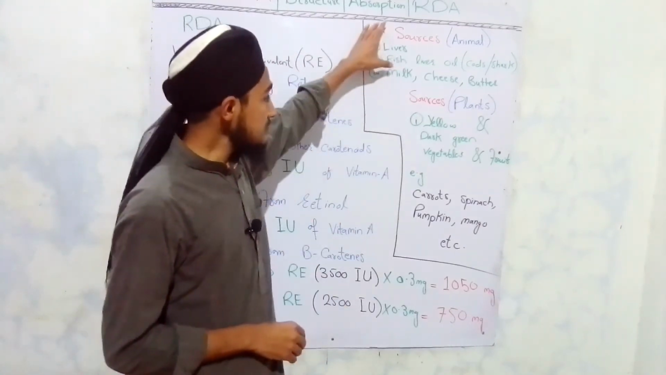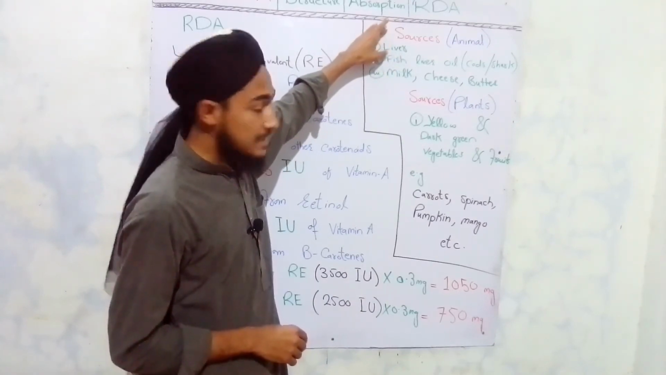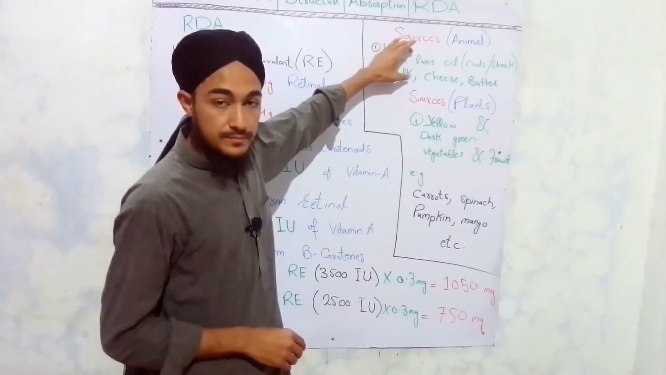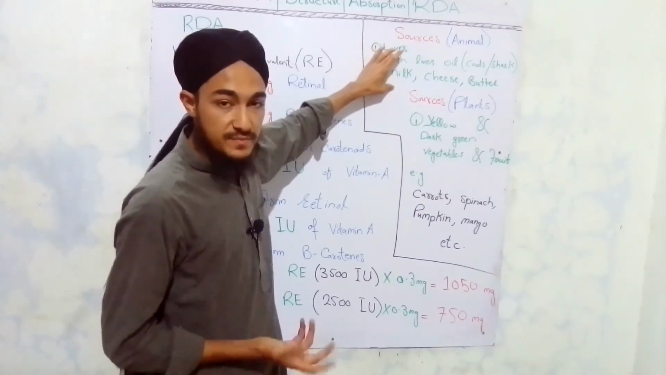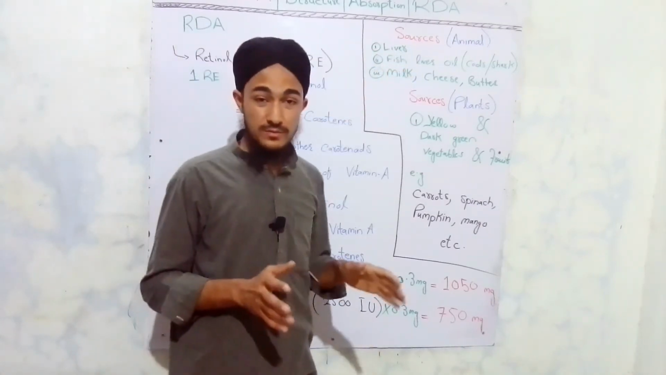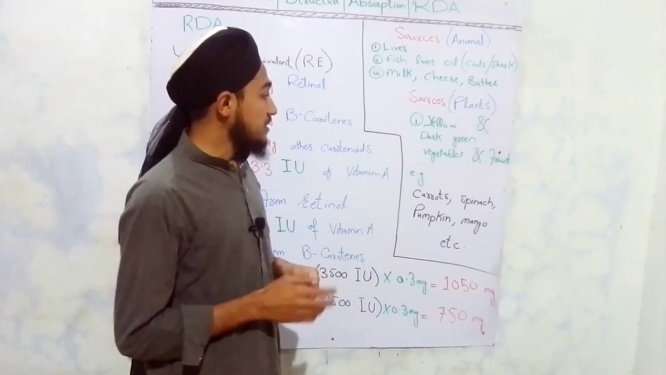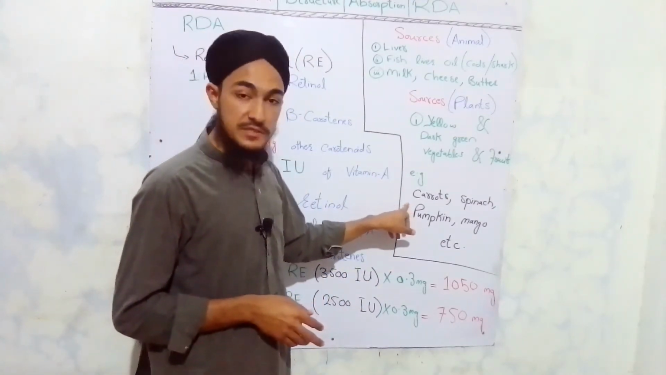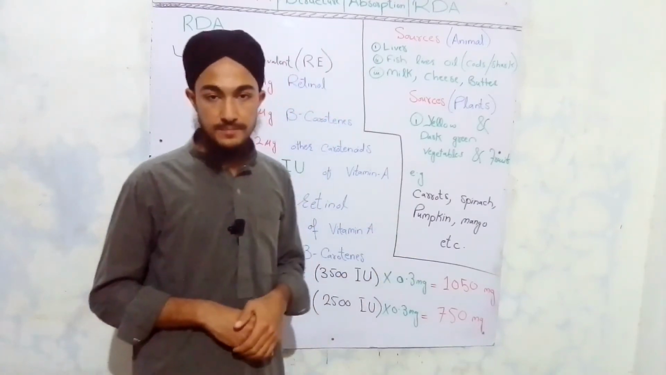Now we will discuss the sources of vitamin A from animal sources. The sources of vitamin A in animals are liver, fish liver oil, fish such as cod or sharks, and milk, cheese, butter, while among plant sources the yellowish and dark green vegetables are rich in vitamin A. That includes carrots, spinach, pumpkin and mango, etc.